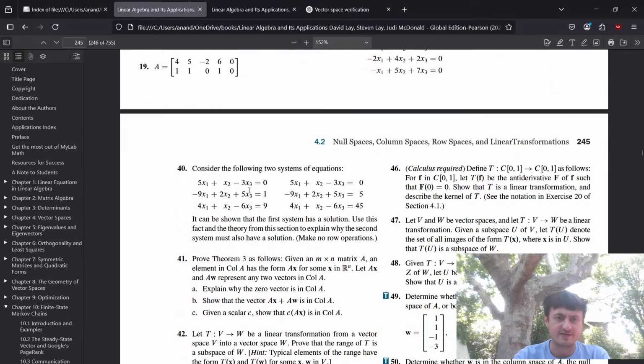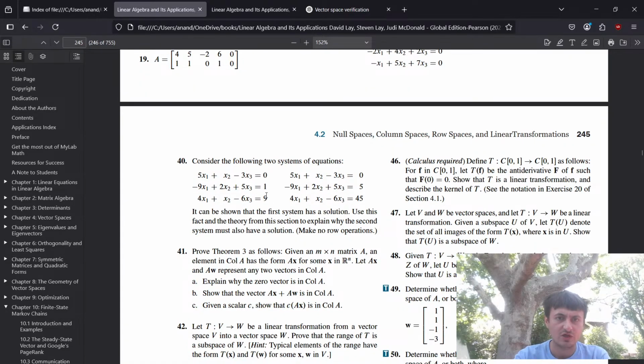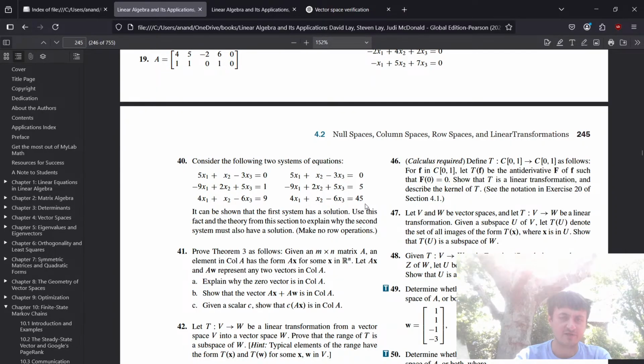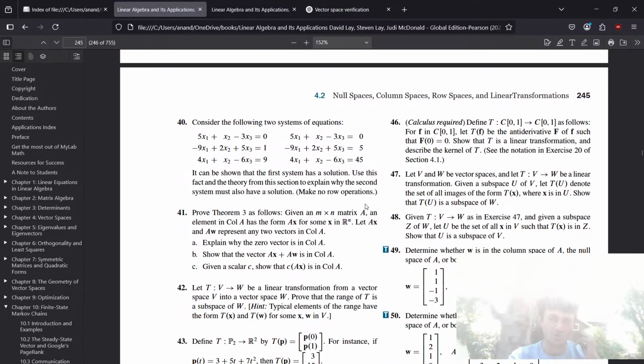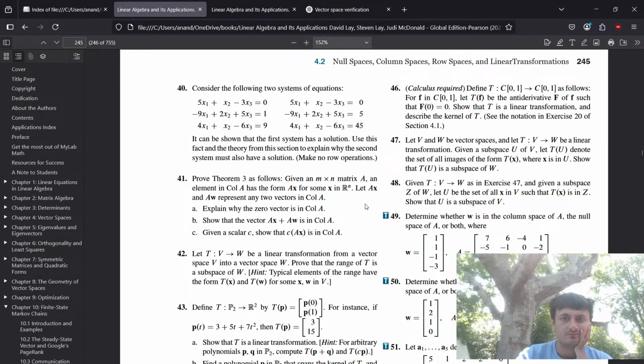40, again, this is the exact same thing. Except in this case, we have an element of the column space and so therefore we can scale an element of the column space and we know that it's closed under that. So let me just try to write that out. So yeah, you can just scale your element.